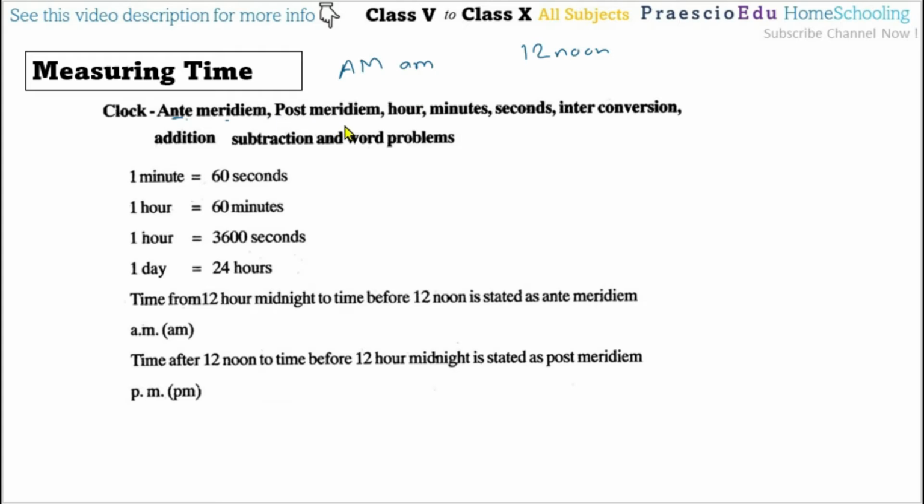Now post meridian. Post means after. So this is before and this is after. This post meridian we write as capital PM, or sometimes as small p m, or sometimes p dot m dot also. That depends, but the short form is PM.